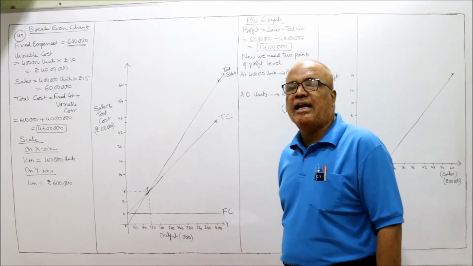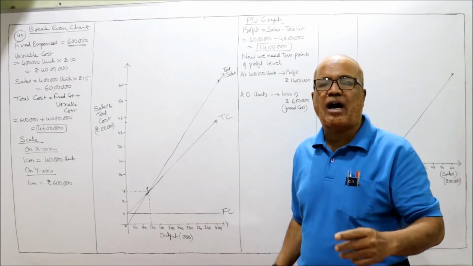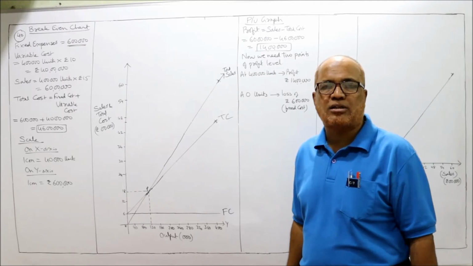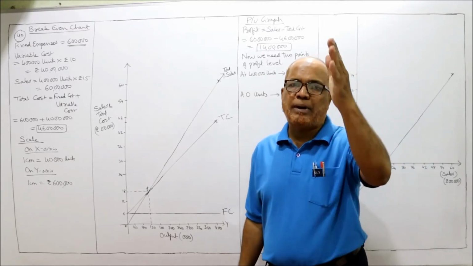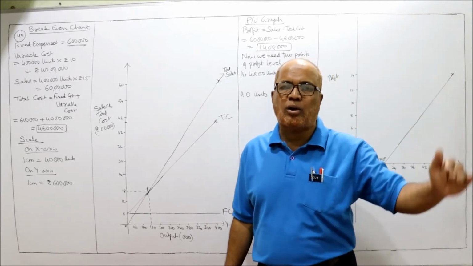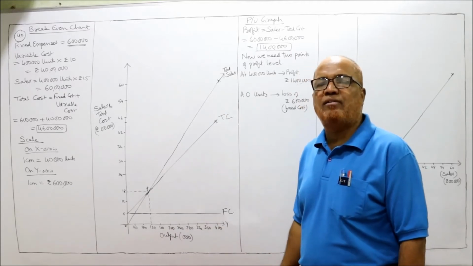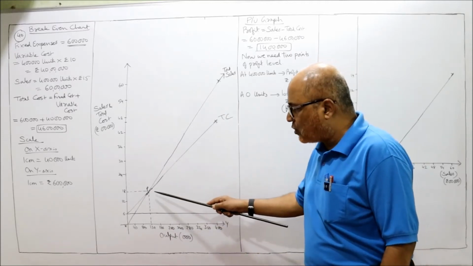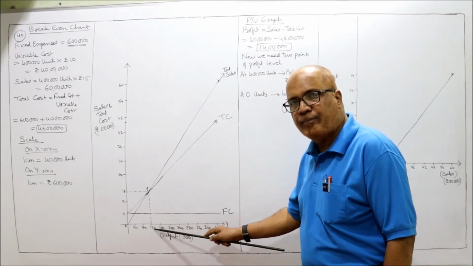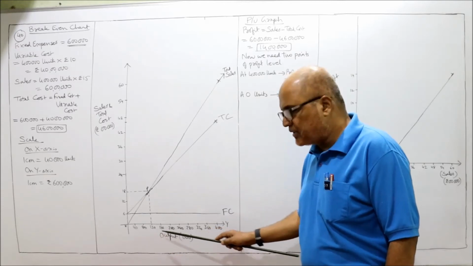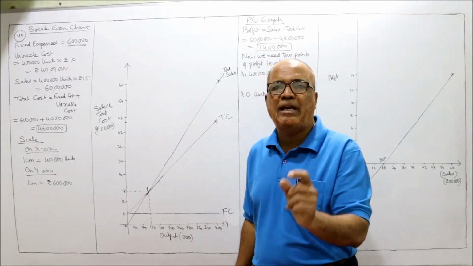Now the two lines are intersecting at a point. The total sales line and total cost line are intersecting at a point. From the point of intersection, draw two perpendiculars, one on the x-axis and one on the y-axis. The perpendicular on the x-axis will give you the break-even point in units. I have drawn a dotted perpendicular on the x-axis. It is meeting at 120. 120 means 120,000, three zeros are omitted. So 120,000 units is the BEP in units.